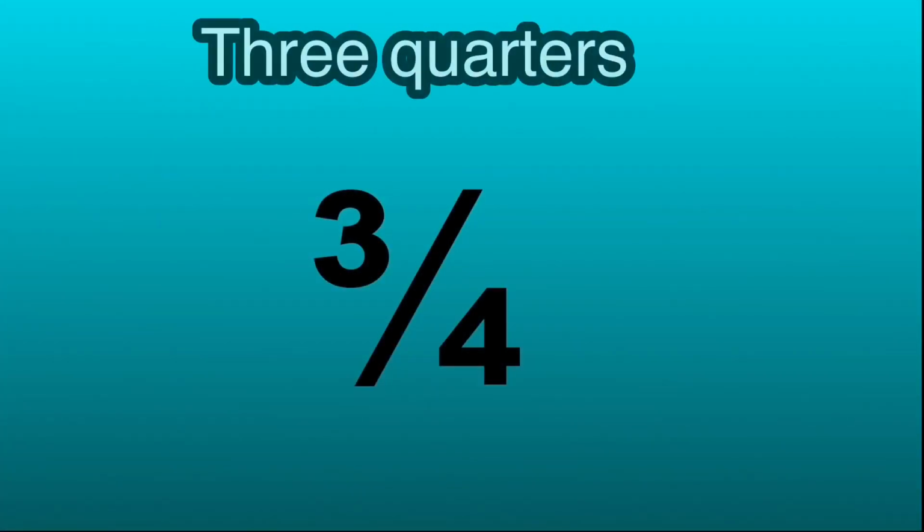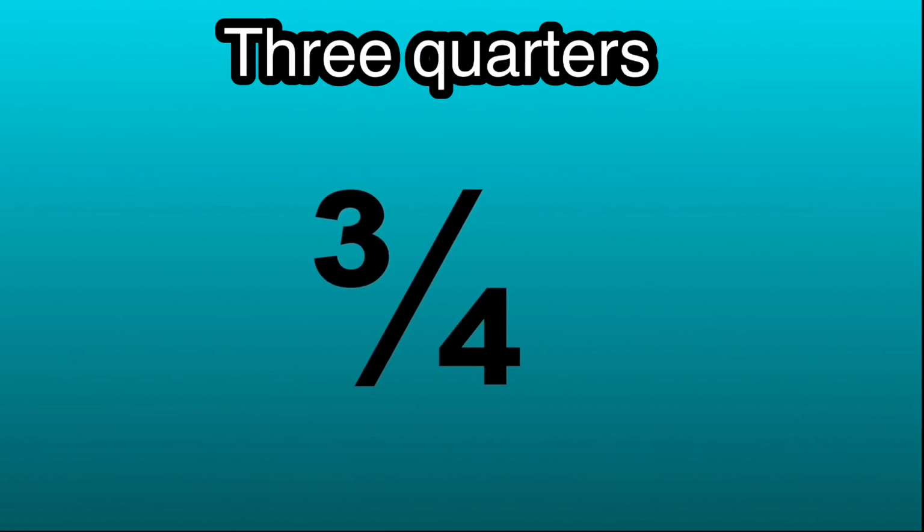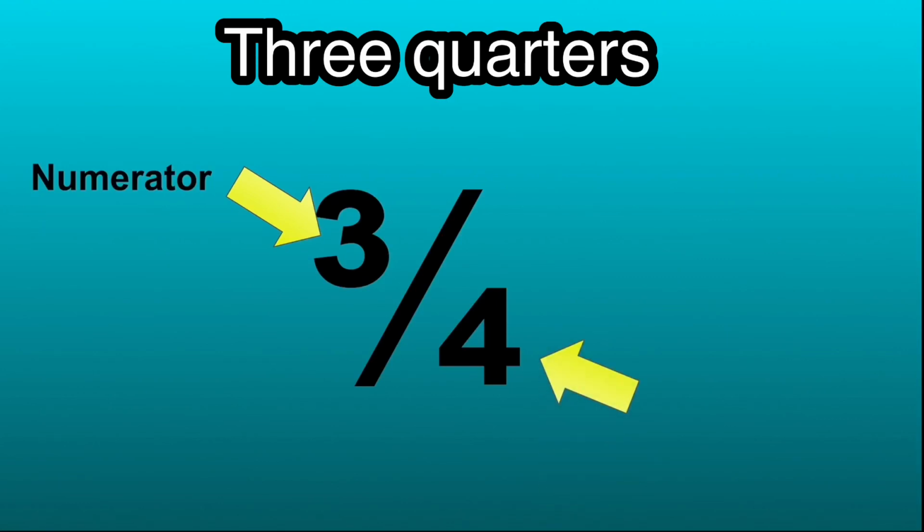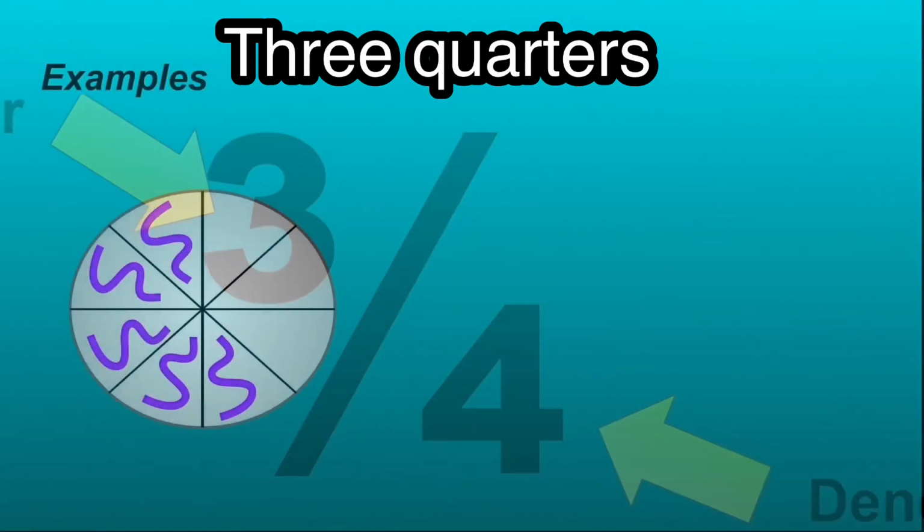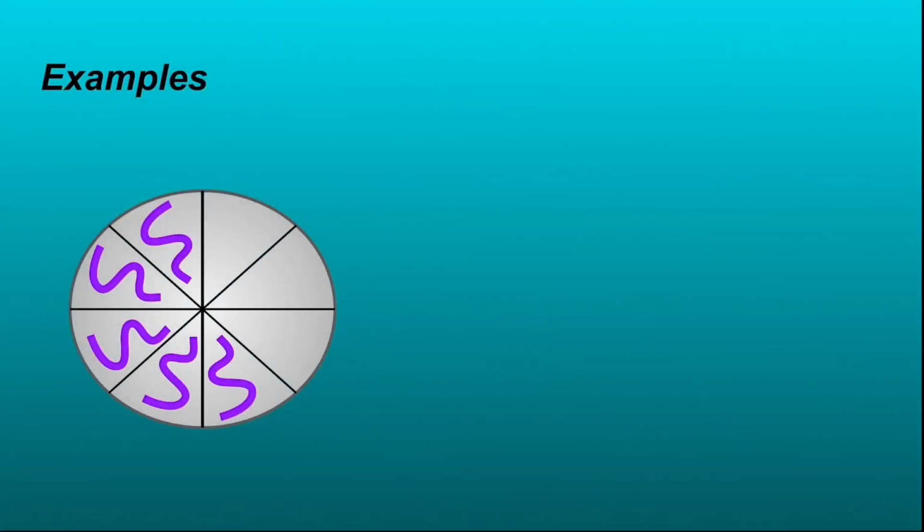Alright, so when looking at our fraction 3/4, there are 2 important terminologies that we need to know. The top number is called the numerator and the bottom number is called the denominator. So let's have a look at our first example.